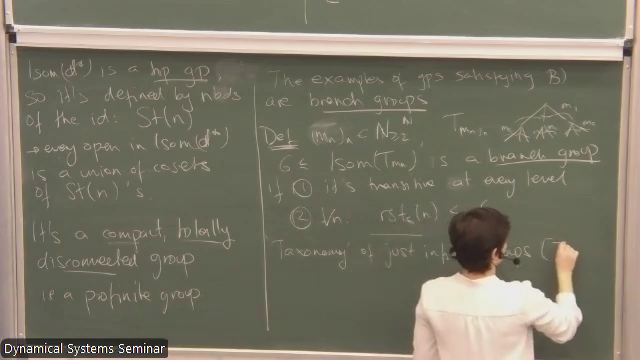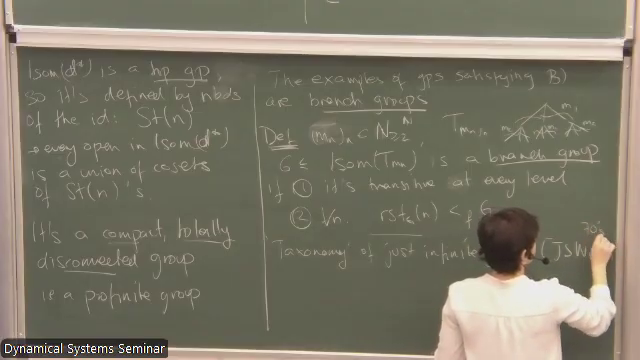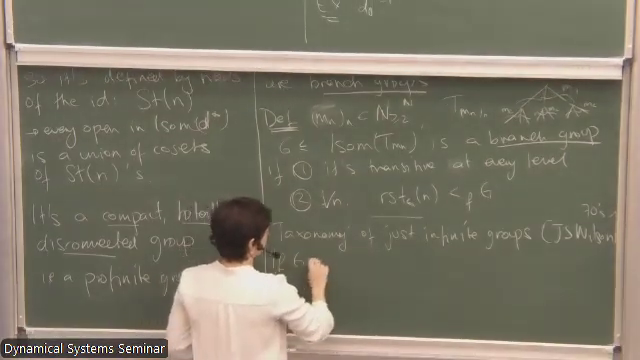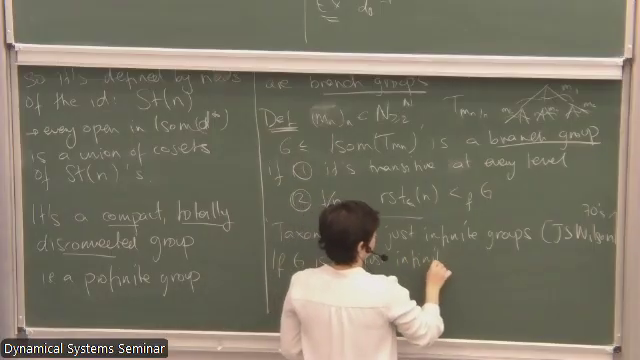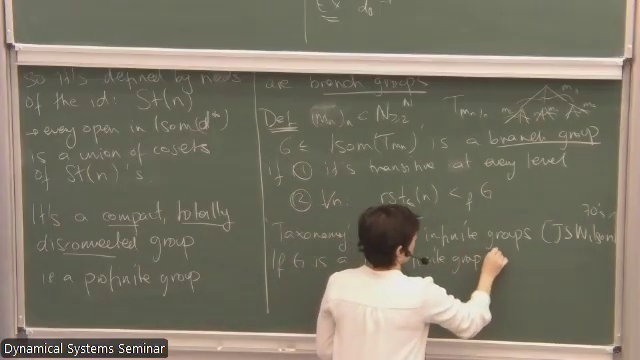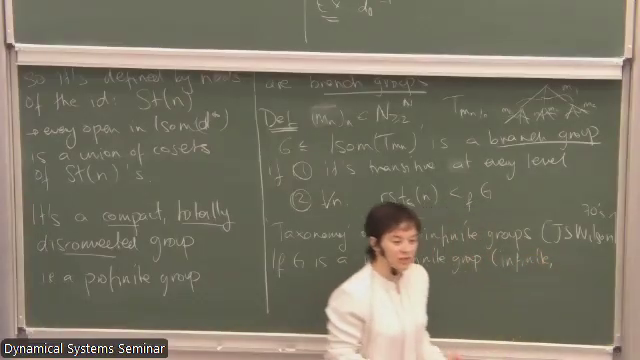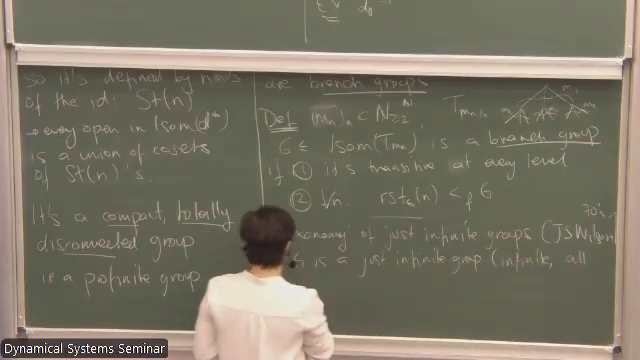And this is due to J.S. Wilson in the 70s, which says that if G is a just infinite group, bless you. So that means that it's infinite, but it's only just managed to be infinite, but all proper quotients are finite.